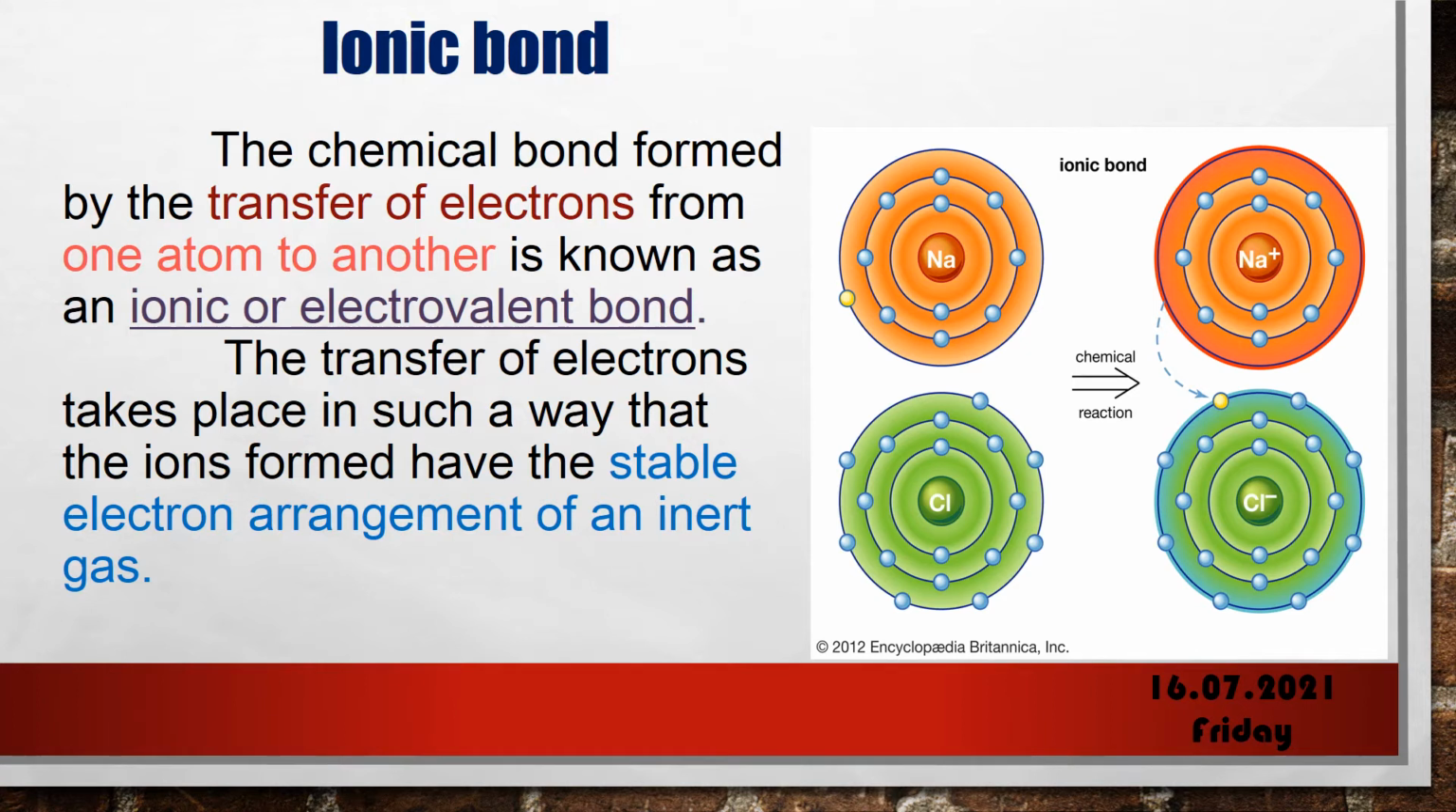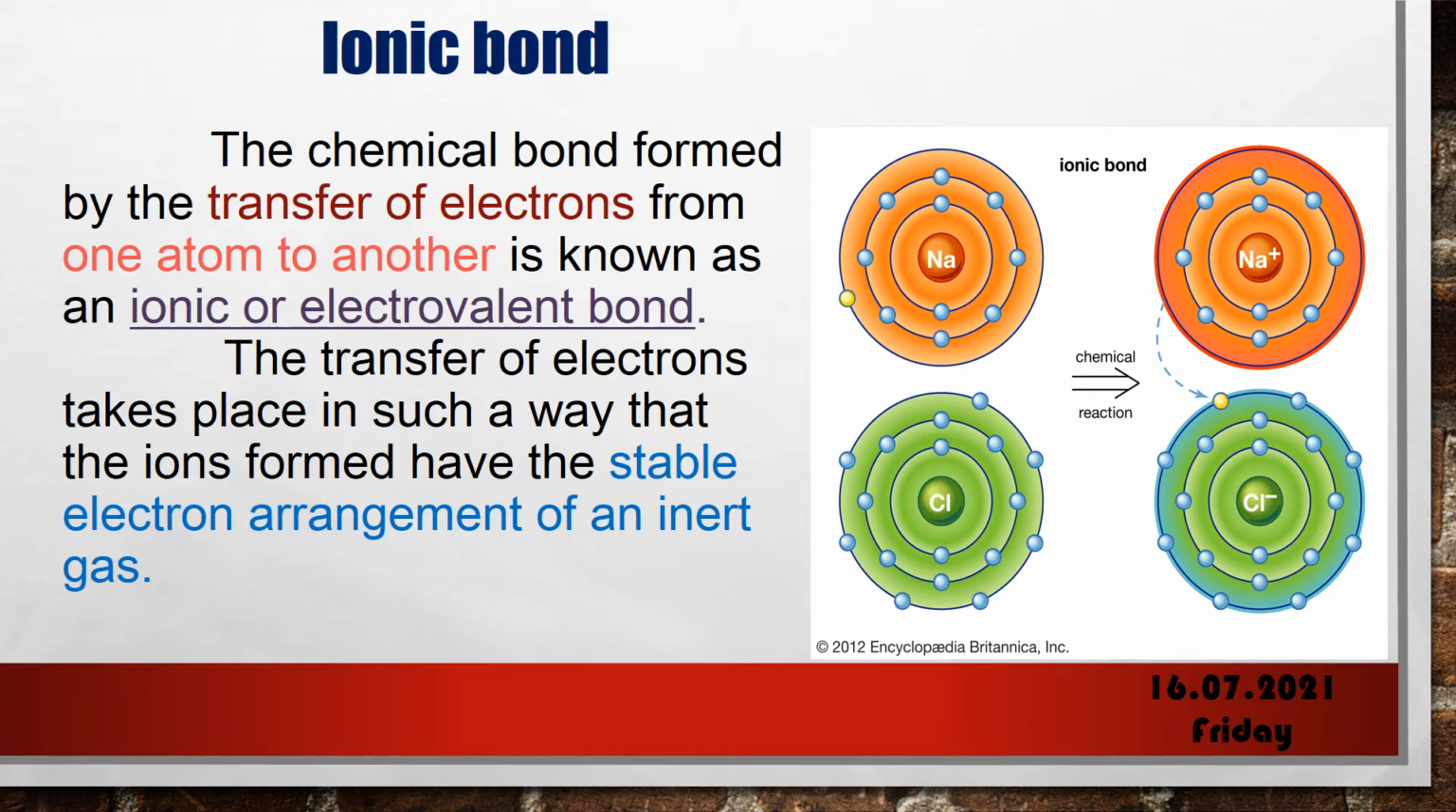This sodium has totally 11 electrons, so the outermost shell has only one electron, but chlorine has 7 electrons in its outermost shell. If chlorine gains one electron, this atom will be stable, and if sodium donates one electron, this atom will be stable. So the chemical bond formed by the transfer of electrons from one atom to another is known as an ionic or electrovalent bond.